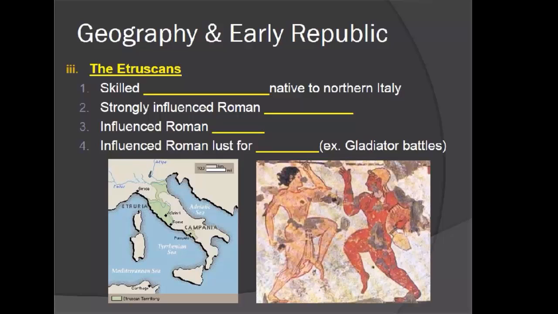Additionally, the Etruscans influenced Rome's lust for killing. The Etruscans were very much into death and dying and battles, and this is where a lot of their love for that came from, from this particular group of people.